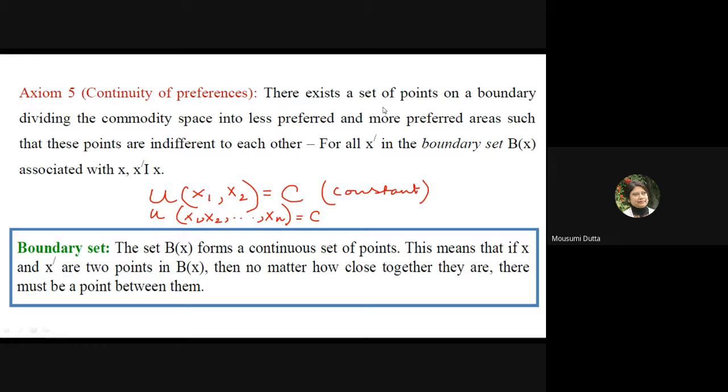There exists a set of points on a boundary dividing the commodity space into less preferred and more preferred areas, such that these points are indifferent to each other.